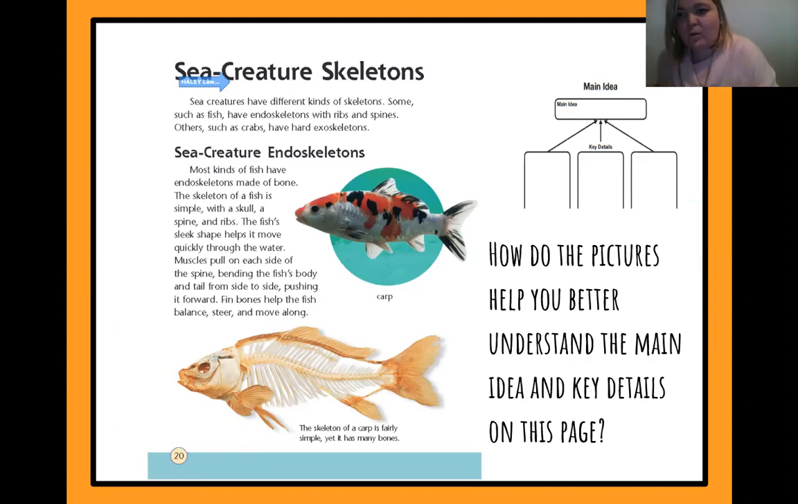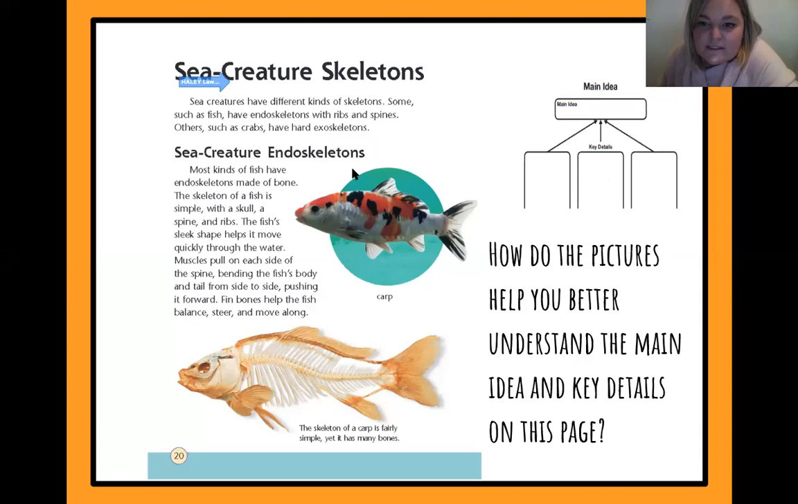Then we are going to look back in the text to figure out some key things that we learned. And again, I love headings for that specifically. So one thing we learned is sea creatures have endoskeletons, right? So I'm going to put down in my first box, sea creatures can have endoskeletons. And I feel like that's pretty broad.